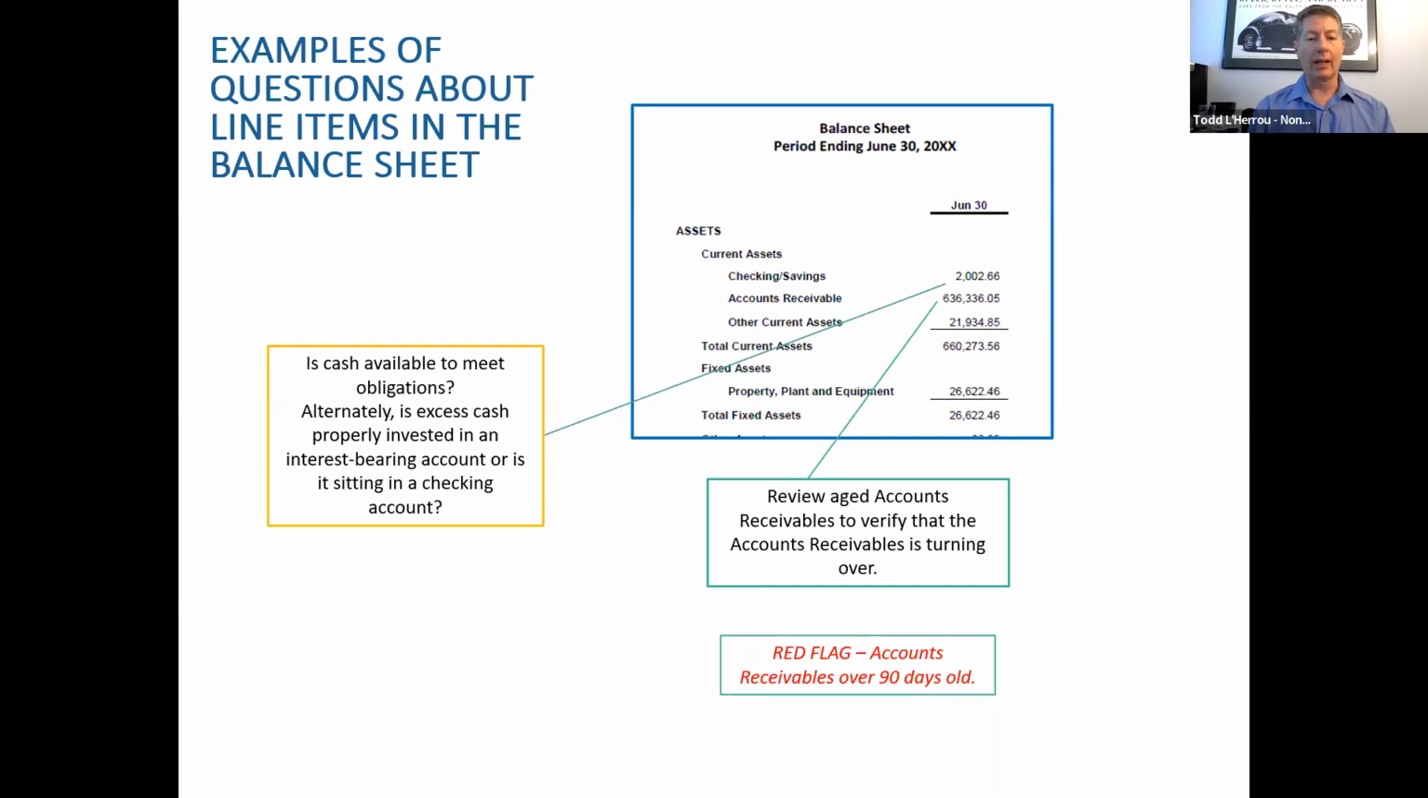Again, when we're looking at a very large accounts receivable compared to the amount of cash on hand, we'd want to look at an aging accounts receivable to verify that that's actually turning over properly. And you certainly want to be paying close attention to any accounts receivable that are over 90 days old.